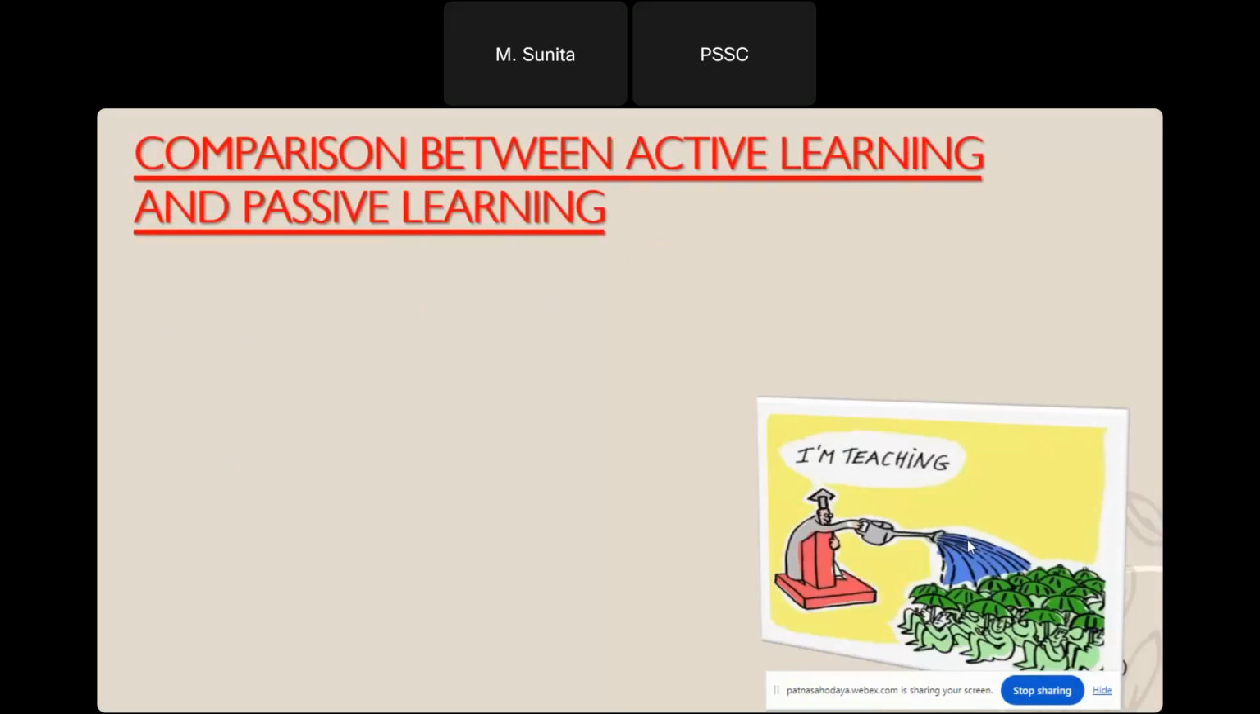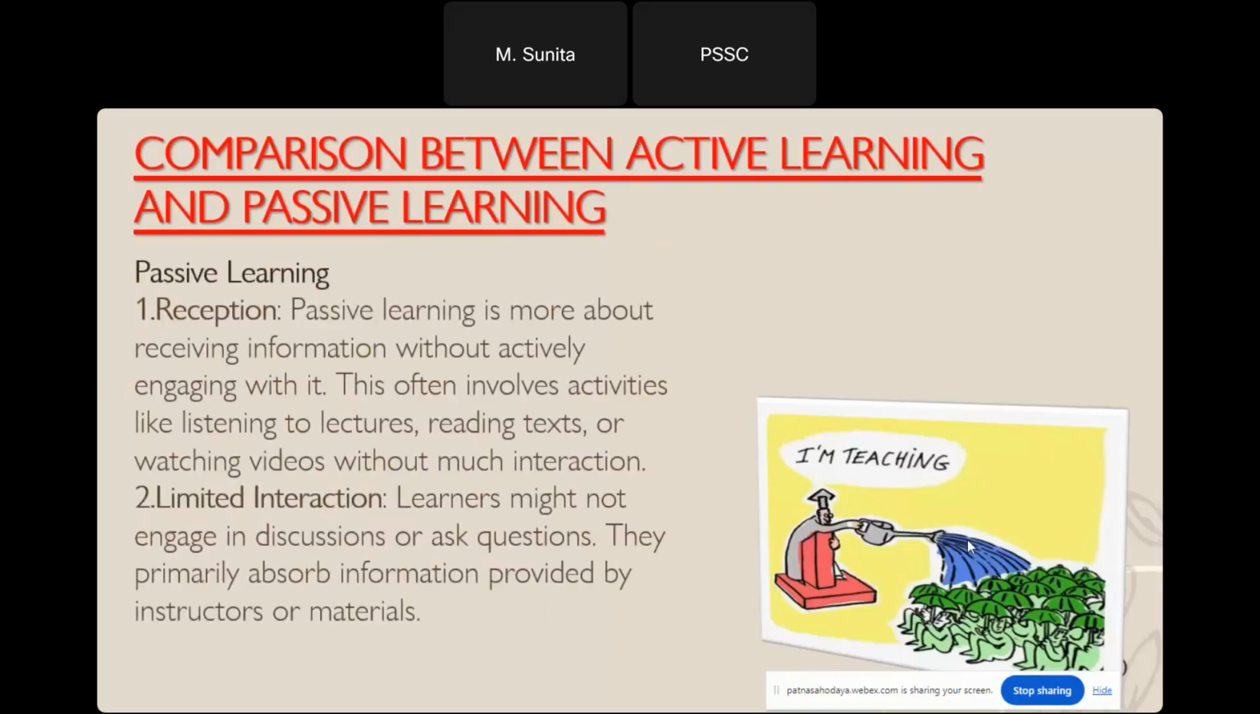Here we will see a comparison between active learning and passive learning. What is passive learning? See the picture, you can see I am teaching. Only one process is going on. Here we are only teaching and the students are not responding. They are simply passive. They are not responding in an active way to our teaching.